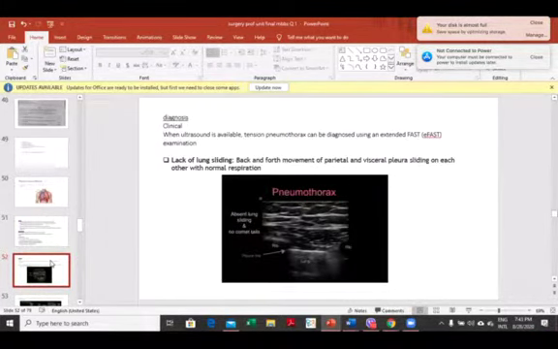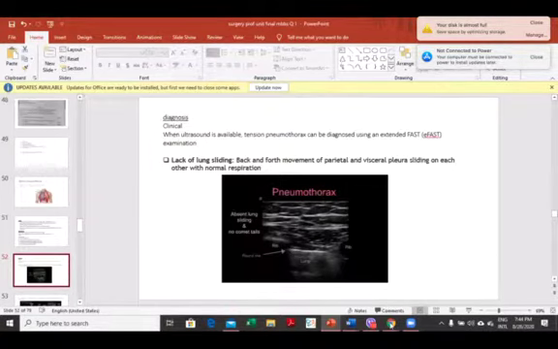If you have an ultrasound machine, a portable ultrasound machine in your unit, you can do EFAST immediately, but you should not wait until the X-ray. If you have an ultrasound machine, what are the findings in the EFAST? First one is lack of lung sliding. Lung sliding is the back and forth movement between parietal and visceral pleura in a normal lung, but in tension pneumothorax there will not be sliding between parietal and visceral pleura.